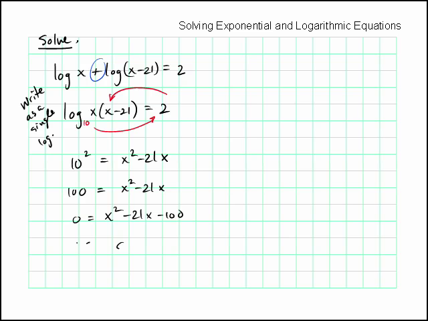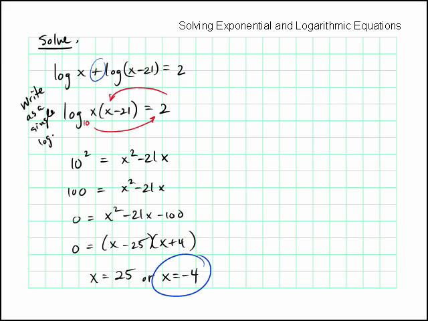I can then solve this equation by factoring. It factors to minus 25, x plus 4. And so two possible solutions, x equals 25 or x equals negative 4. Now, just like in the last example, if I were to try to plug in negative 4 into the original equation, the log of negative 4, I can't do that. And so I have to rule this one out as an answer. My only solution that's going to work here is 25. X equals 25 is our solution.